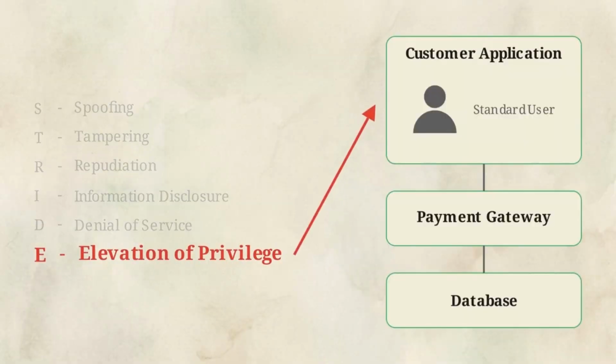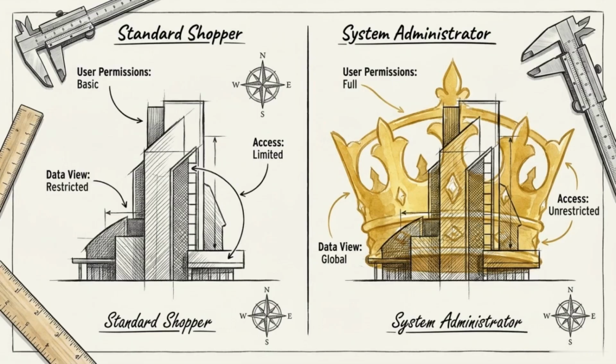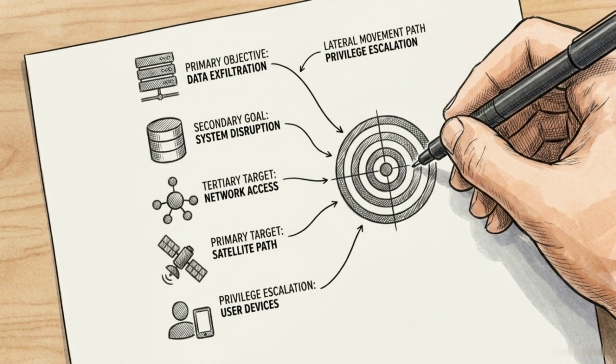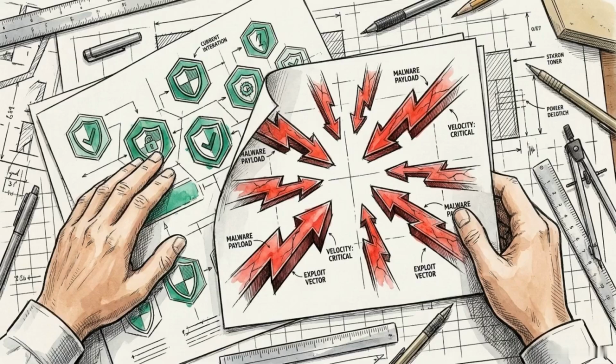Finally, E is elevation of privilege. This is an attacker gaining higher system permissions than they were authorized to have. A normal shopper exploiting a flaw to become a system administrator is one of the most dangerous scenarios an architect can face. If you encounter STRIDE on the CISSP exam, remember its exact function. It strictly categorizes threats, the goal of the attack. Do not confuse these categories with the system's vulnerabilities, or the controls used to defend against them.